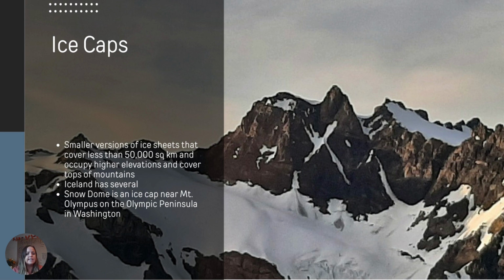All right, then looking at ice caps, these are going to be smaller versions of ice sheets that are going to be found at the tops of mountains oftentimes, which is why they're called caps. They usually cover less than 50,000 square kilometers. Iceland has several of these, and then the Olympic Peninsula snow dome that I talked about earlier is actually an example of an ice cap as well.